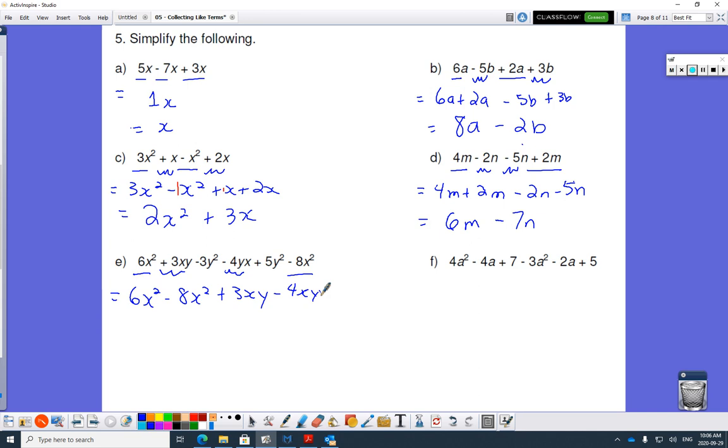And then negative 3y squared plus 5y squared. When I'm doing these, I don't underline the last one because I can see by it not being underlined, it's sort of underlined. I can see what it is. So, 6 minus 8, negative 2x squared. 3 minus 4, negative xy. And then negative 3 plus 5, plus 2y squared. Maybe you like a 1 there instead of just negative xy, but you'll get used to the negative xy.